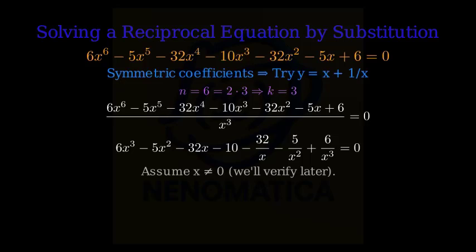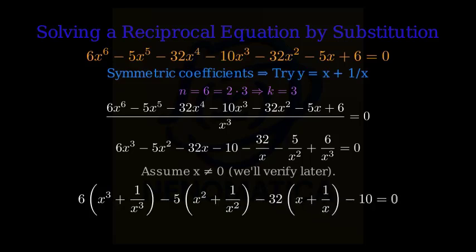Step 2. Group like reciprocal powers together. 6 times the quantity x cubed plus 1 over x cubed, minus 5 times the quantity x squared plus 1 over x squared, minus 32 times the quantity x plus 1 over x, and then minus 10 equals 0.